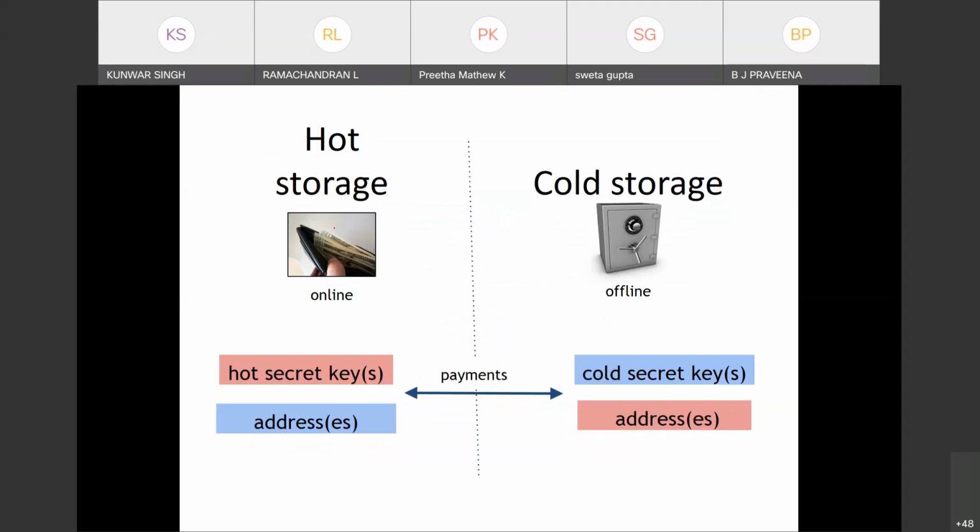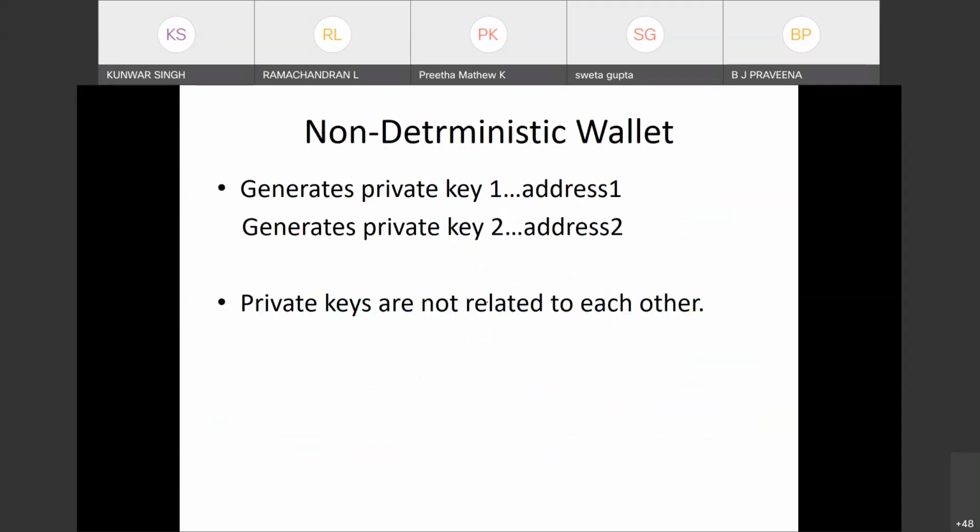One is hot storage, online. You can store in the online side. Cold storage, offline. You can store the secret key and addresses offline. This is one way. Then we have non-deterministic wallet. Non-deterministic wallet basically means the private keys are not related with each other. So we have one private key and address, next private key and address, another private key and address. This is called non-deterministic. So these private keys are not related, and the addresses are not related.